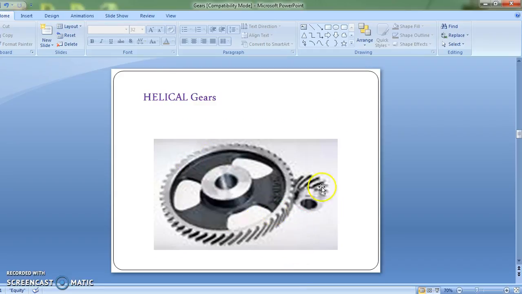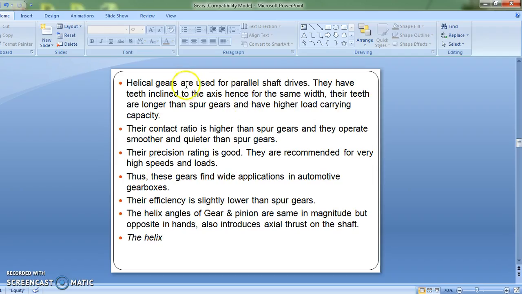Helical gears. Helical gears are used for parallel shaft drives. They have teeth inclined to the axis, hence for the same width their teeth are longer than spur gears and have a higher load carrying capacity. Their contact ratio is higher than spur gears and they operate smoother and quieter than spur gears.